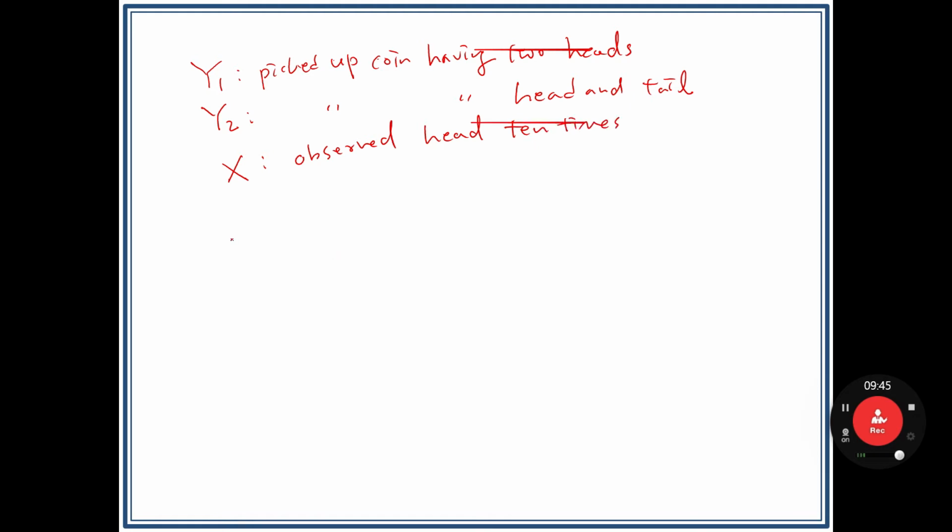Then the question is, what is the probability of the cause? What is the probability you picked up the coin having two heads, given that 10 heads have been observed? Okay, then by the Bayes theorem, this can be easily solved. So the numerator becomes probability of x given y1 times probability of y1, over probability of x.